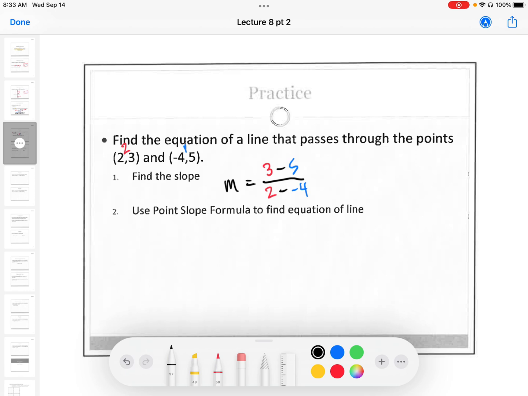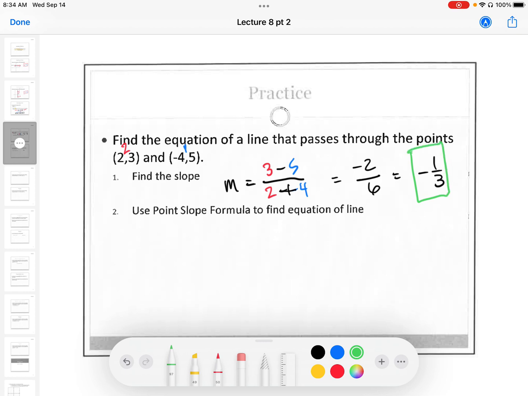So as I'm going down through, 3 minus 5 gives me a negative 2. 2 minus a negative 4, those two negatives will make that a positive. So that would give me a positive 6. And I find that my slope is negative 1/3. So negative 1/3 is my slope.